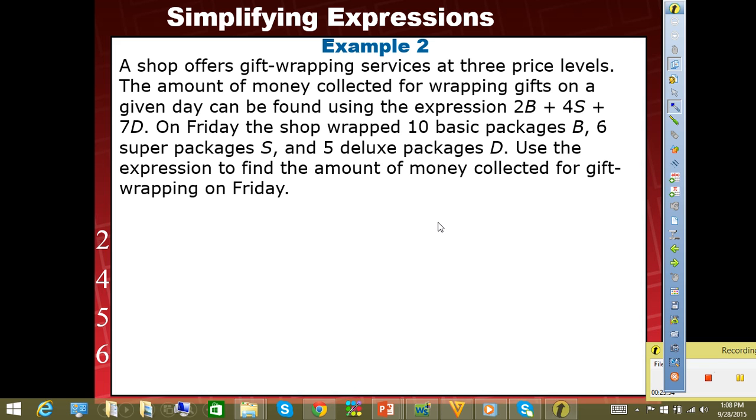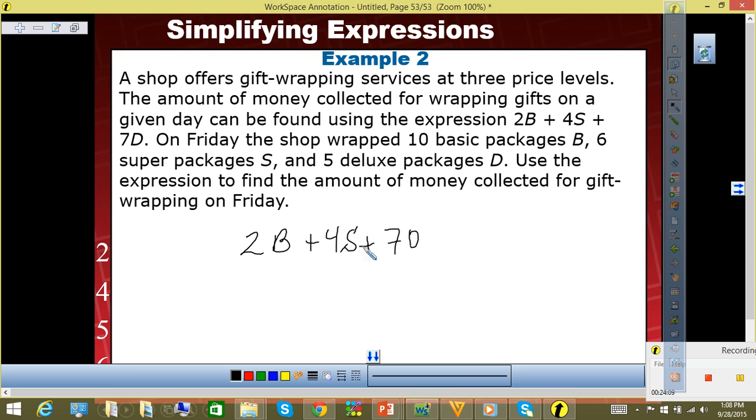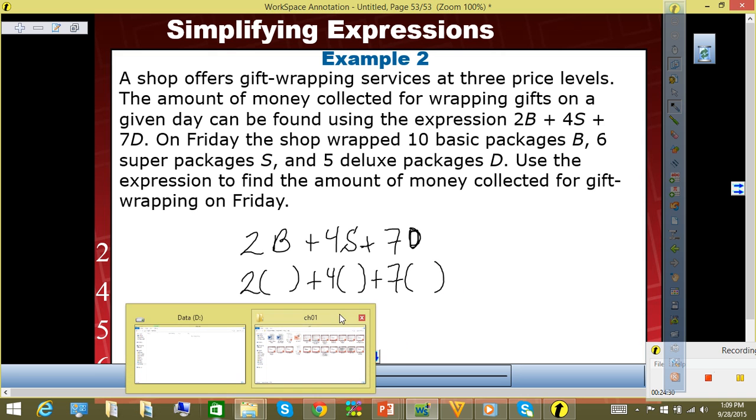So, what is the original expression that they gave us? 2B plus 4S plus 7D. First thing you do is write that one down. 2B plus 4S plus 7D. Second thing I want you to do, underneath that, you're going to rewrite the same expression but without the variables. Instead of variables, open parentheses. So this is 2 parentheses plus 4 parentheses plus 7 parentheses. And all we have to do is substitute values to evaluate.